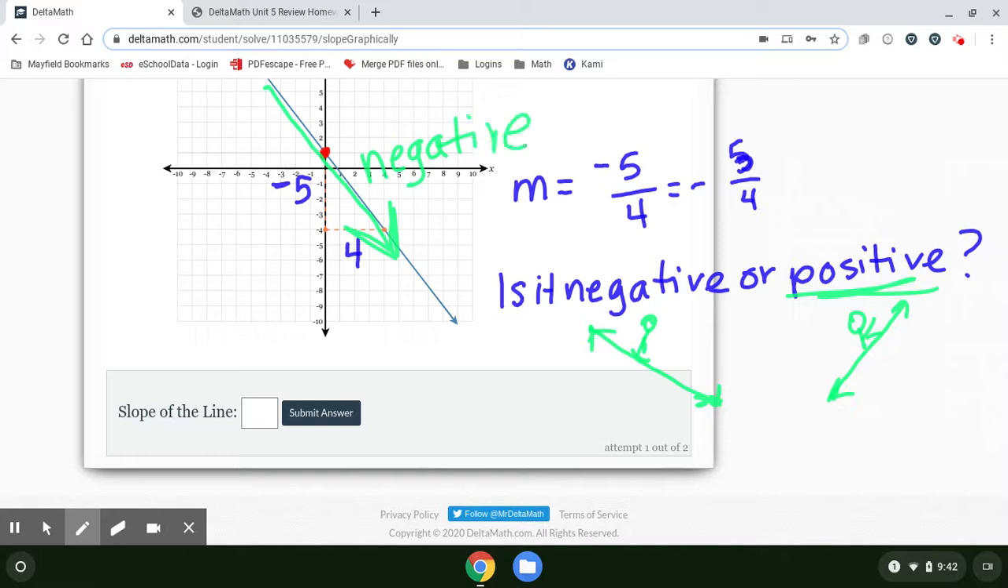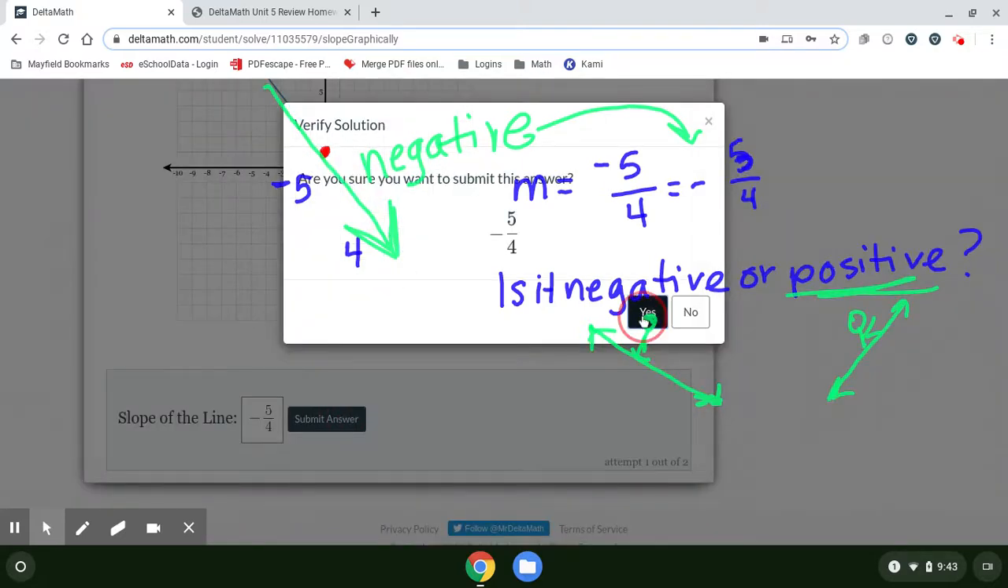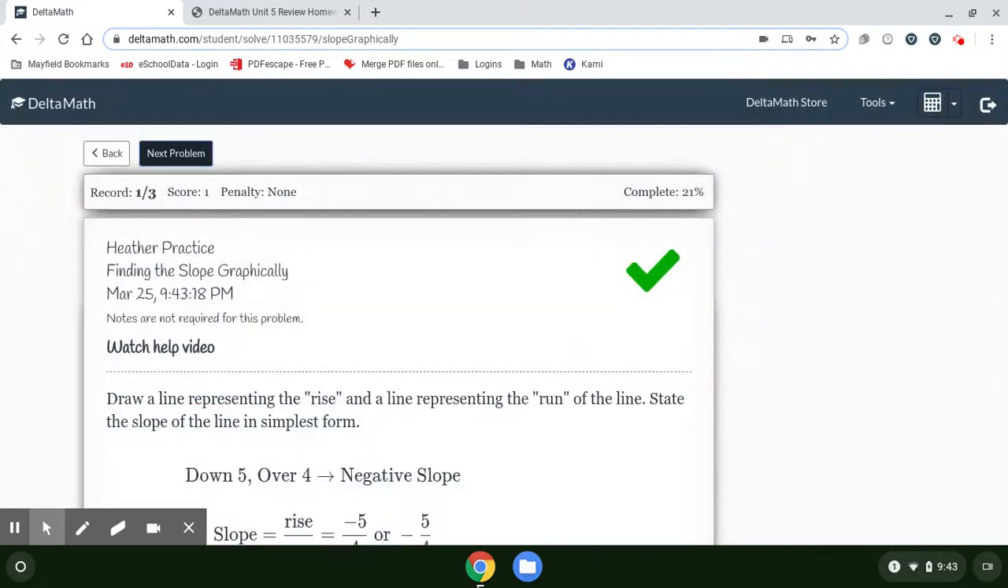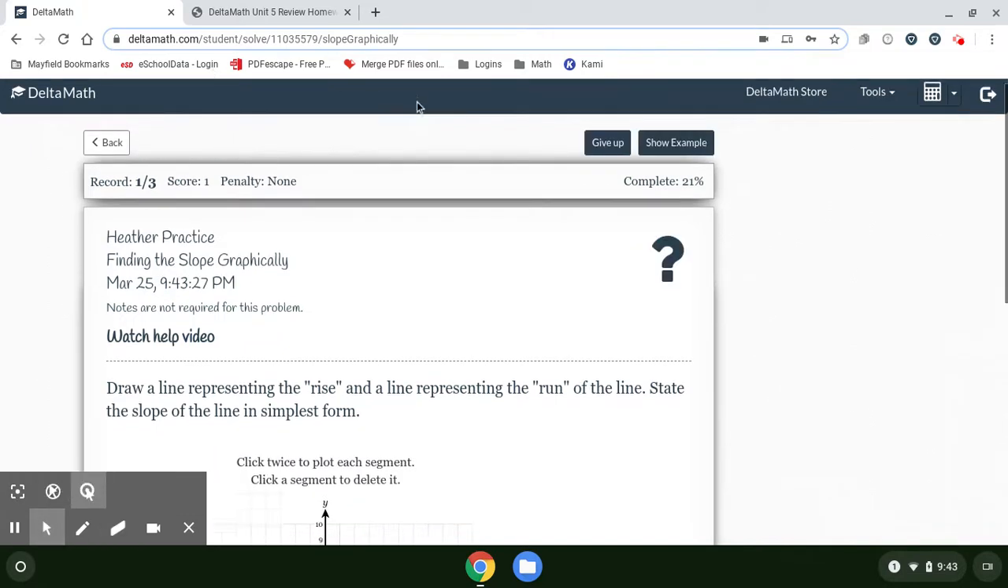So to double check my answer, is the slope that I find negative? Yes. So I can type that in as my final negative 5/4. Notice it puts a negative in front, and submit answer. And so that one was correct. Okay, so I'm going to do the next problem.